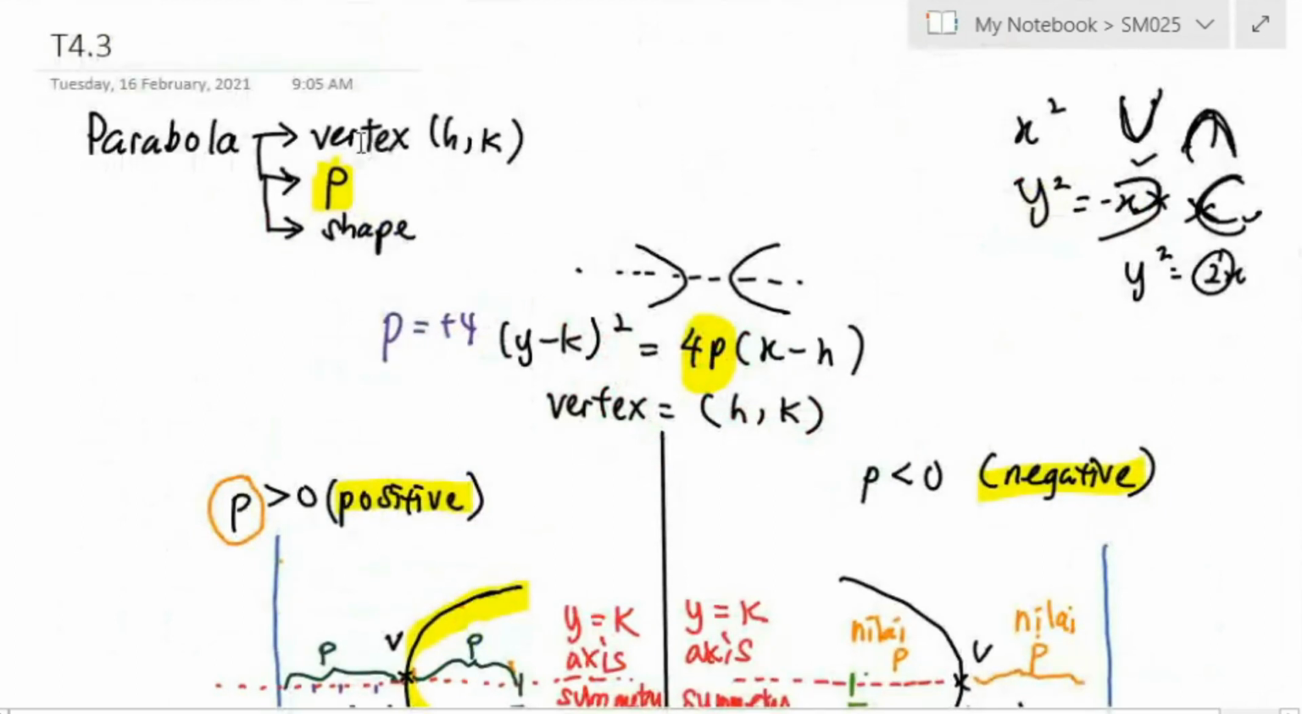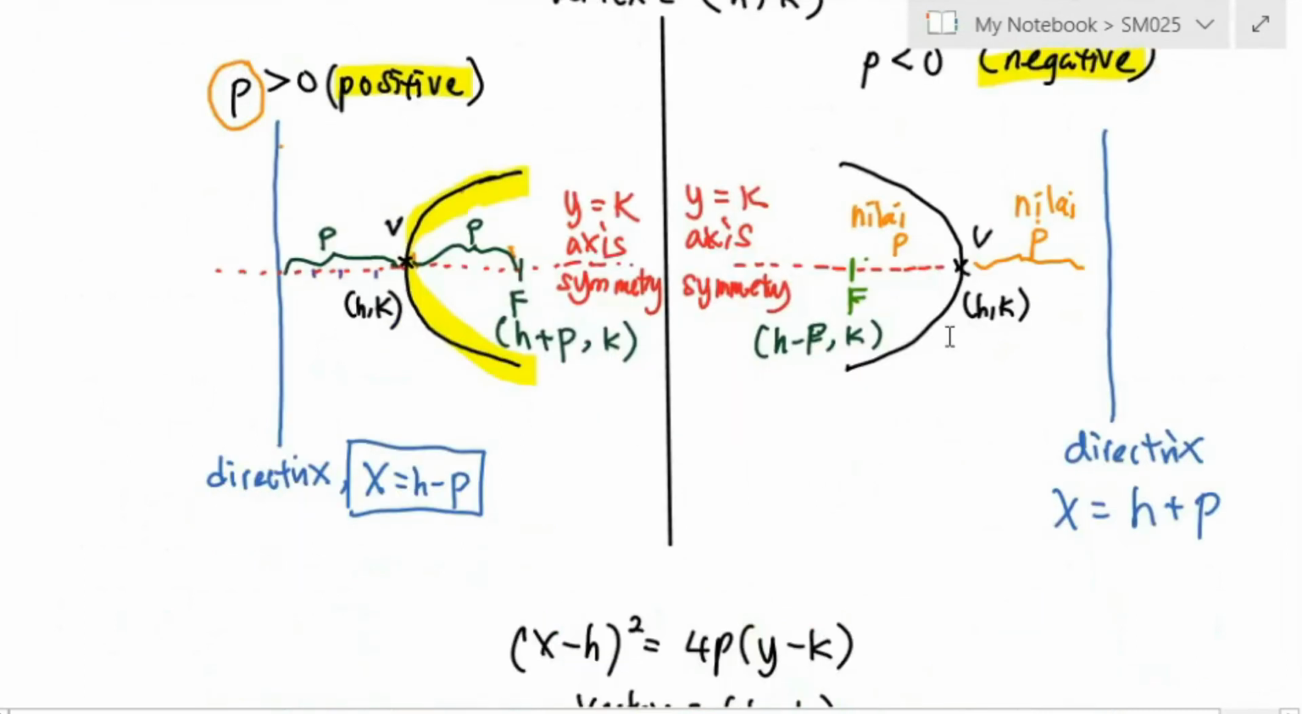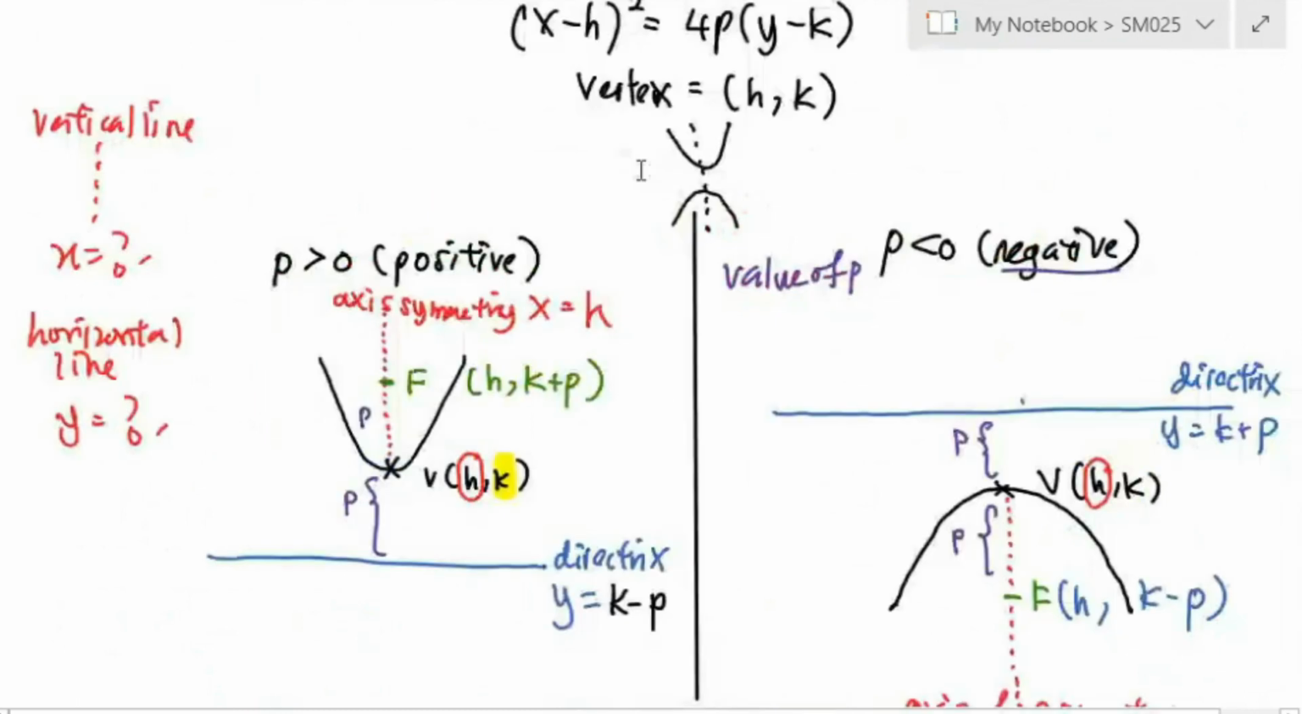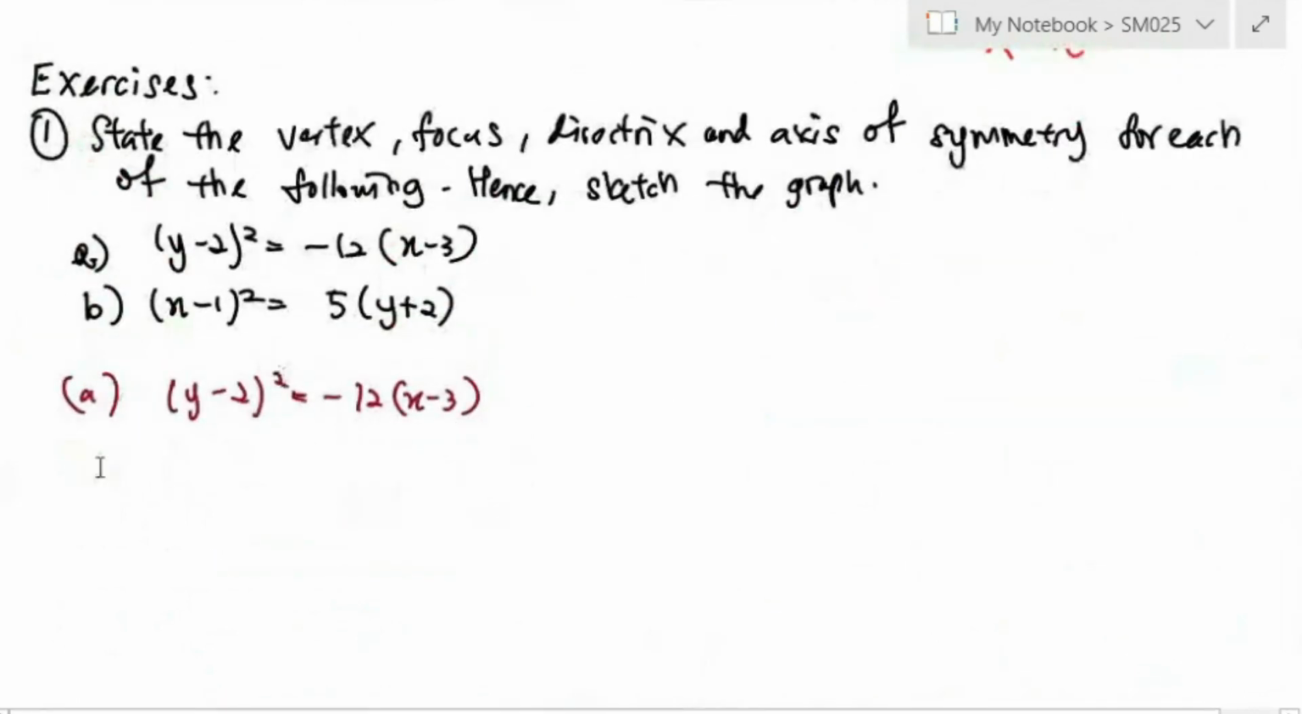There will be the vertex. What's your P? And what's your shape? Which one? Left-right or up-down? Okay. So look at the formula. You can see your coordinates here are y equals to 2, x equals to 3, which means your vertex will be 3, 2. So that will be our first thing we need to take care of.